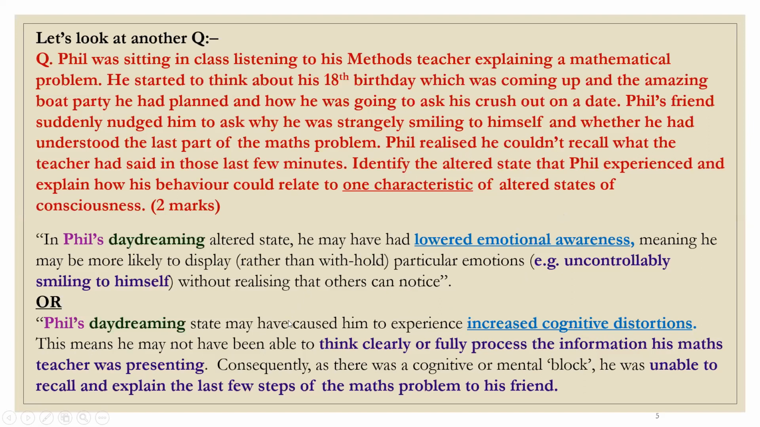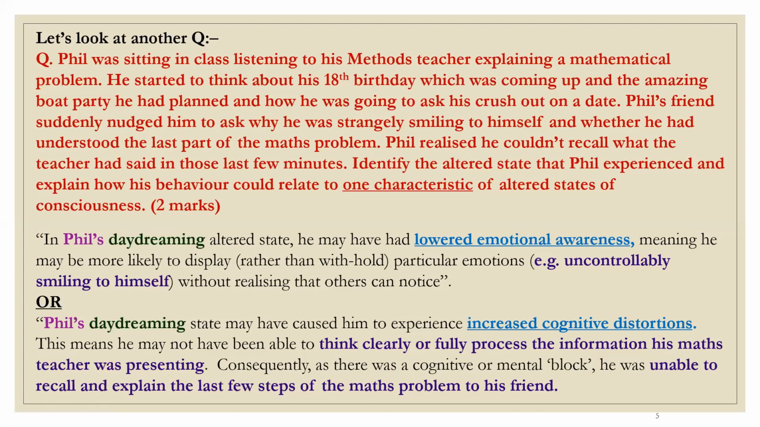Another answer: Phil's daydreaming state could have caused him to experience more cognitive distortions. This means he might not have been able to think clearly or fully process the information of the last part of the maths problem that the teacher presented. That led to a mental block or cognitive block, which is why he couldn't explain the last part of the maths problem to his friend. Those are the two possible answers that you could have included.